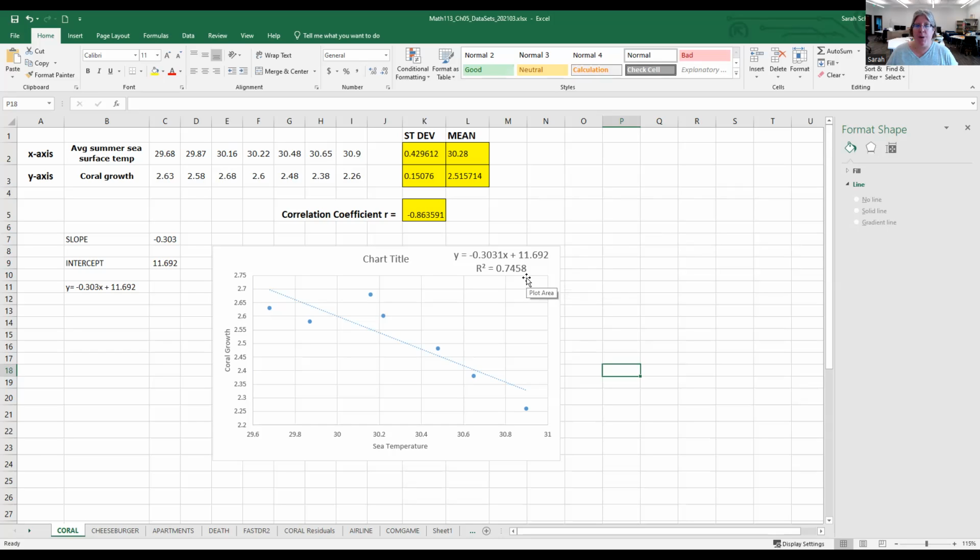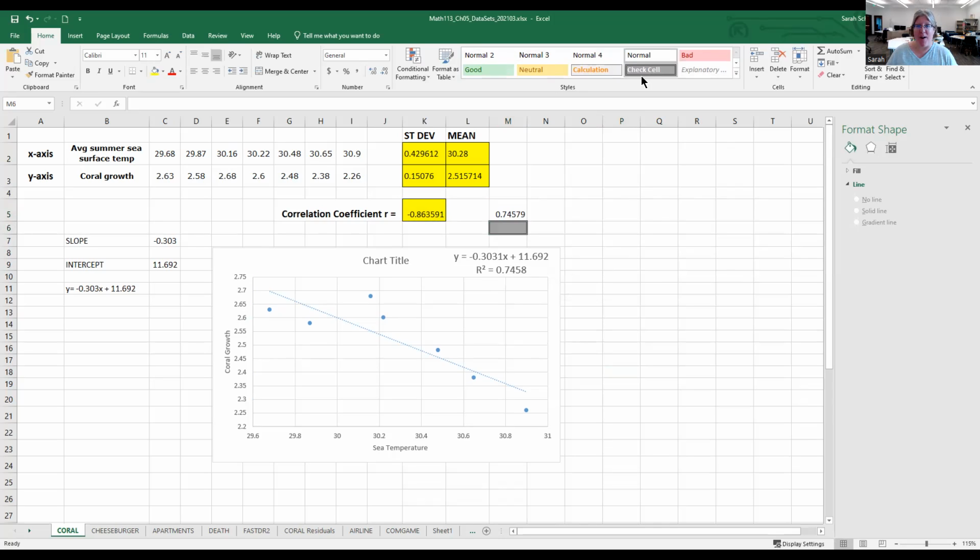There is another way to get this R squared value. This R squared is the same that's coming from this R here. So if I take this number here and square it, then I'm going to get the 0.7458. So exact same process, just another way of getting to that. All right, so come back to the next video and we'll actually take a look at what that means.